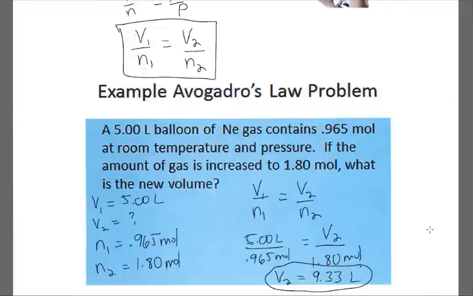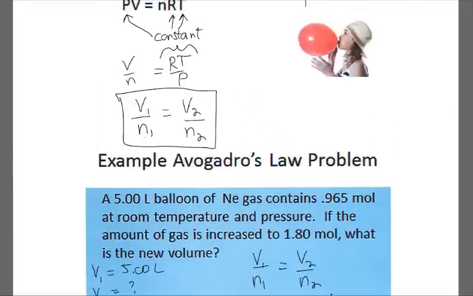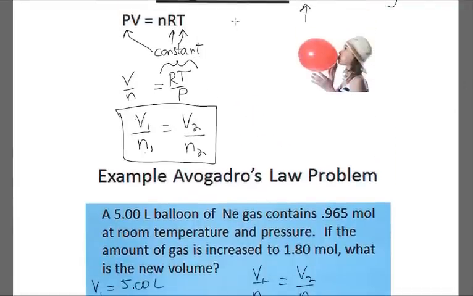So there are your 4 laws. We had Boyle's law, Charles's law, Gay-Lussac's law, all of which varied P, V, and T. And then we finally have Avogadro's law, which varies V and N. All of which can be derived from the ideal gas law by holding some things constant and allowing some things to change, 2 at a time.